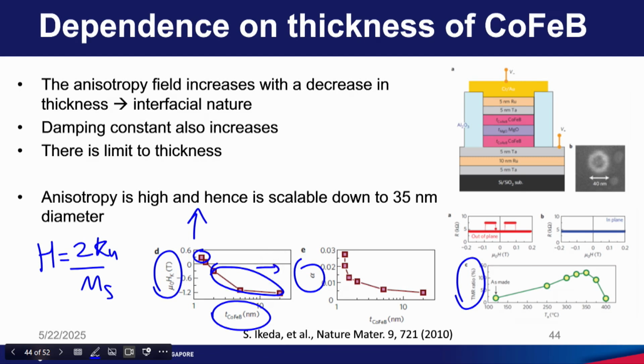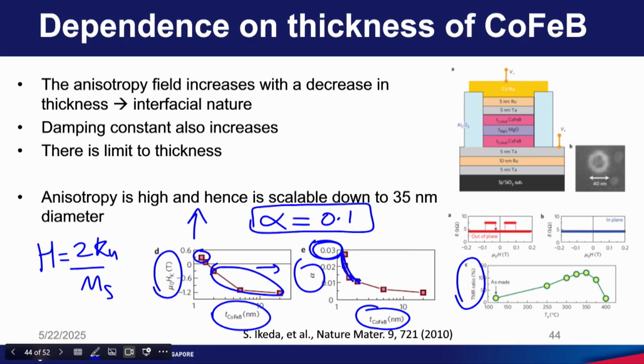You will notice that when you reduce the cobalt and boron thickness, alpha increases. It looks very large here, but still this alpha is much lower than the damping constant of 0.1 that we saw in other materials before. We saw so many other perpendicular magnetic materials which had alpha of 0.1, but this material still has a lower damping constant, which means you don't spend too much energy to write information on this material.